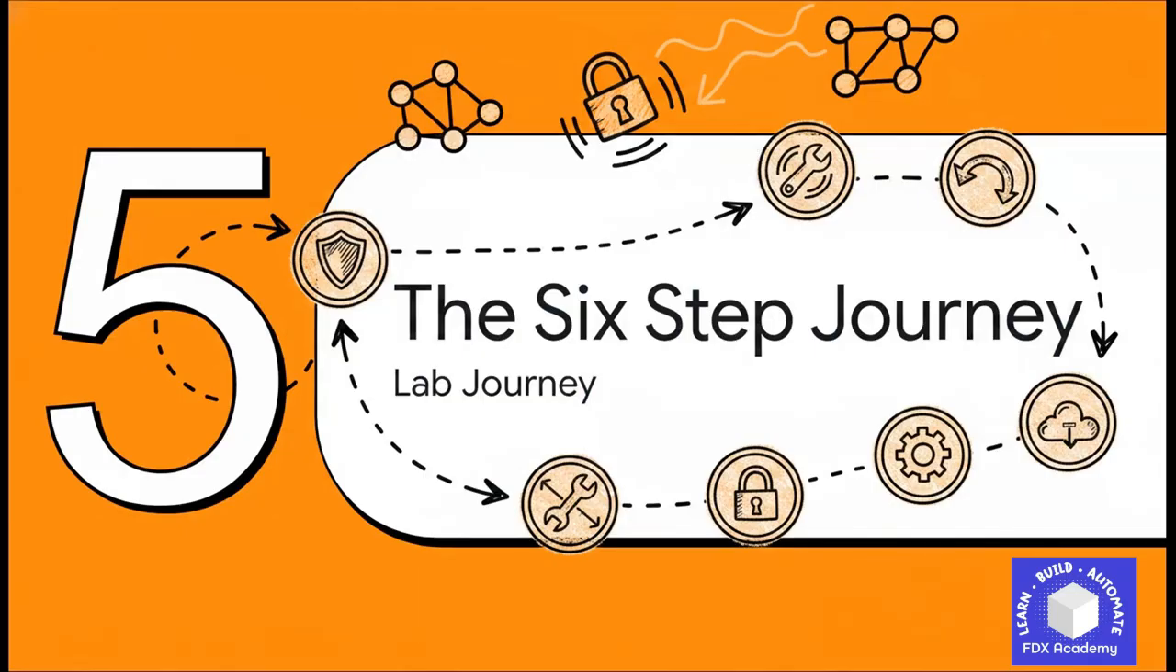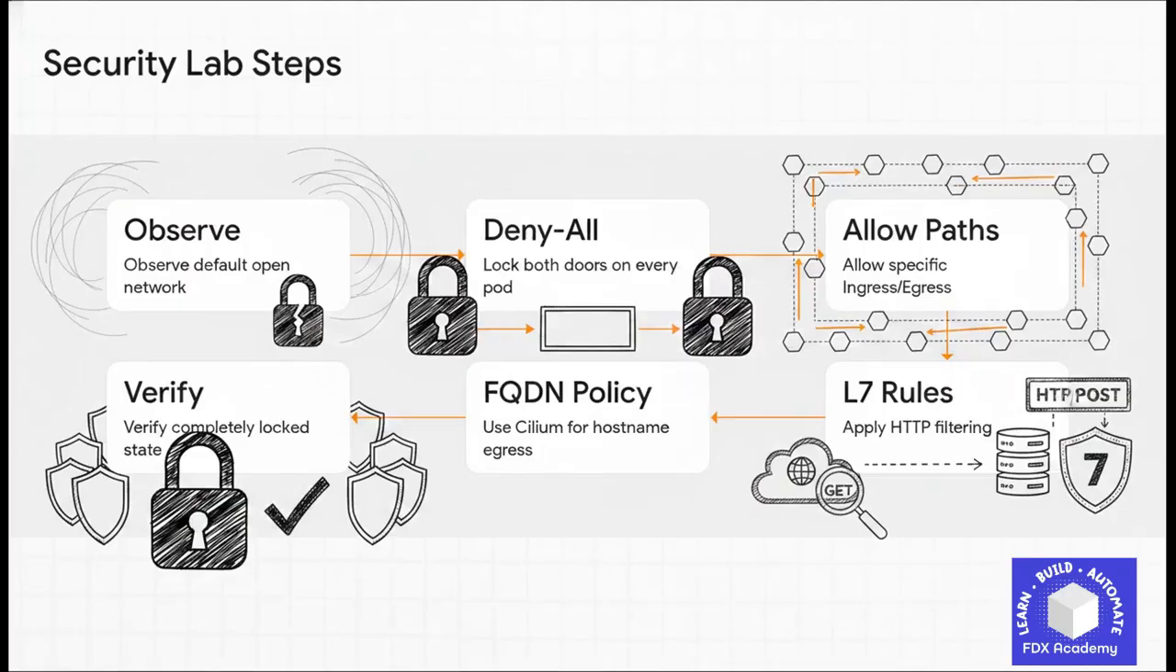All right, part 5, let's walk through our 6-step journey. We are systematically moving from danger to security here. Step 1, we prove the vulnerability exists by observing that default open network. Step 2, we take drastic action. We apply that default deny all, locking both doors on every pod. Step 3, we meticulously allow only specific required ingress and egress paths between pods.